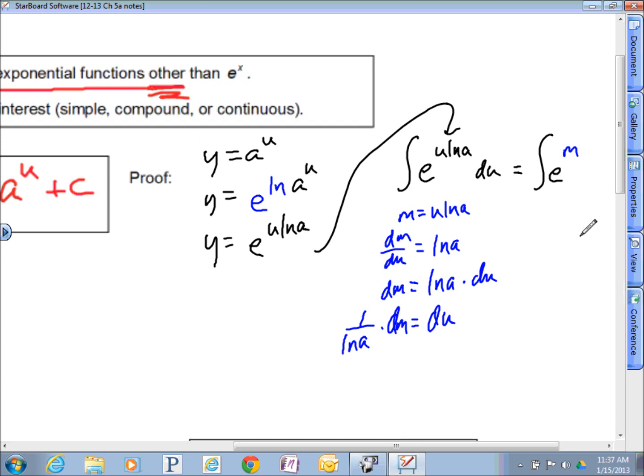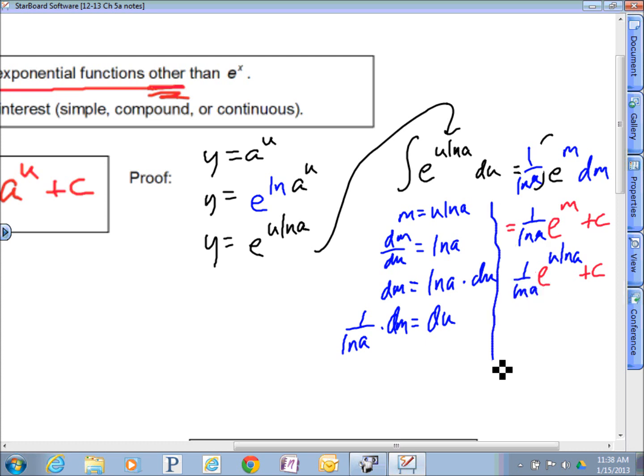We know how to integrate that. It's going to be e to the m plus c. Well, what's m? m would be u natural log of a. So e to the u natural log of a power. Sorry, I forgot something really important: the 1 over natural log of a in front of this thing, which is kind of a big deal, since it's what we're trying to prove in the first place. So here's my 1 over natural log of a. Now, if you reverse the power, make the u be the exponent, what you end up with is 1 over natural log of a times a to the u plus my c.